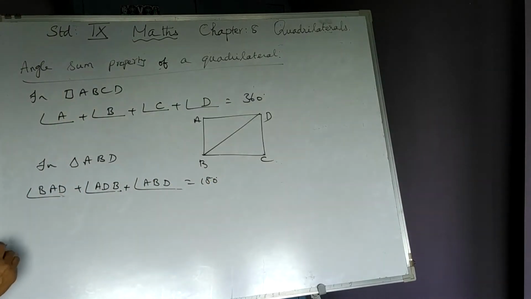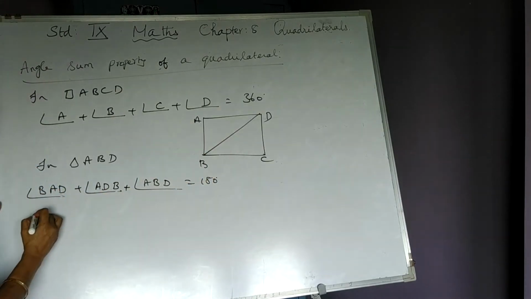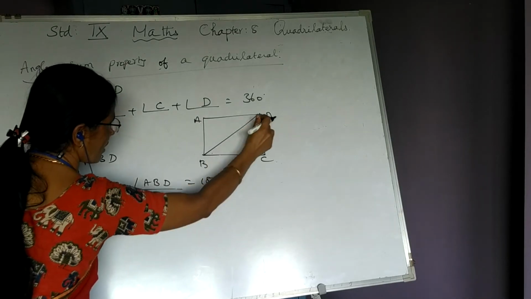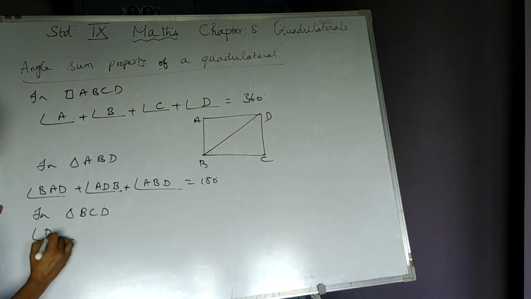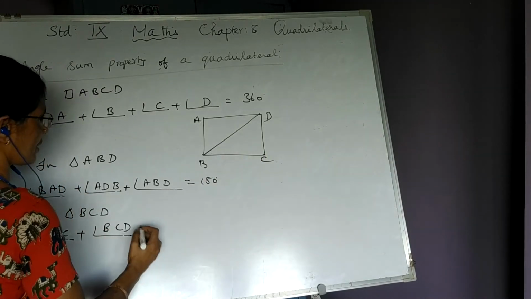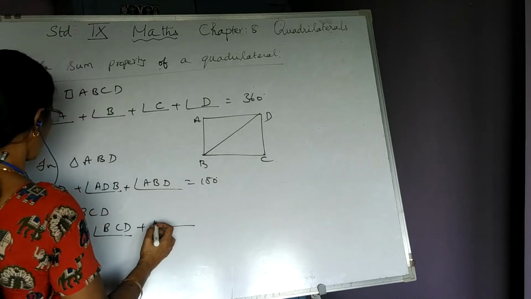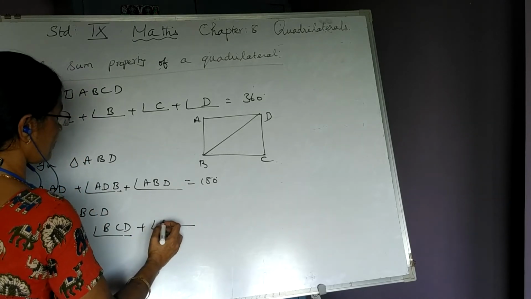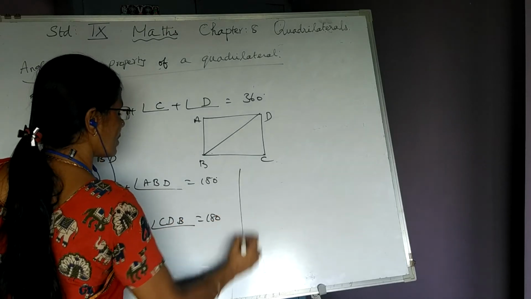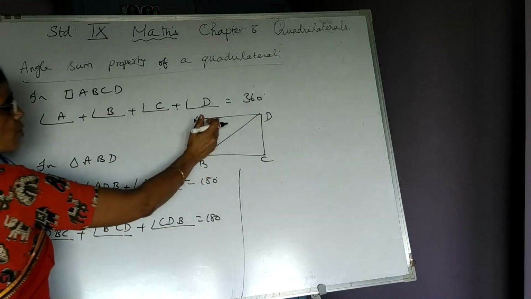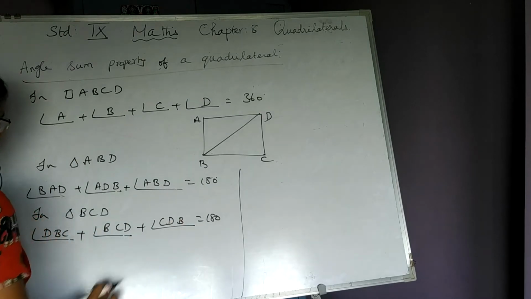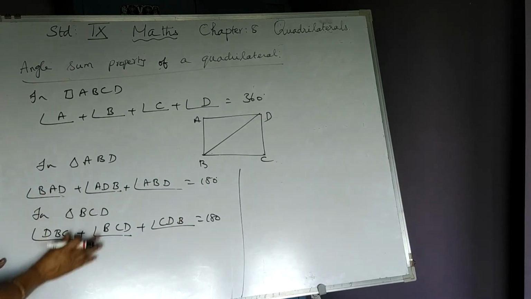Equal to 180 degrees. Similarly, if you take triangle BCD, what is the name of this angle? DBC, plus this angle BCD, plus angle CDB, is also equal to what? Equal to 180 degrees, because we have converted this quadrilateral into 2 triangles. The sum of the angles of each triangle is how many degrees? It is 180 degrees. Now we are going to add both the results.